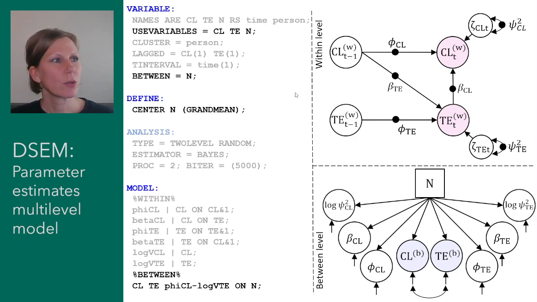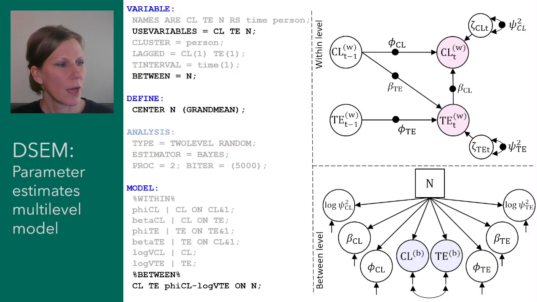When we move to a next model, we are going to include an observed variable at the between level as a predictor for the random effects, and in this case, this is the variable neuroticism. So we have to indicate in the use variables command that we have another variable that we want to include. We indicate also that it's a between level variable only, so it only contains variability across individuals but not within a person. So within a person it's a constant. And we also indicate that we want to use grand mean centering for this. I will explain in a couple of slides what the difference is if we don't do this.